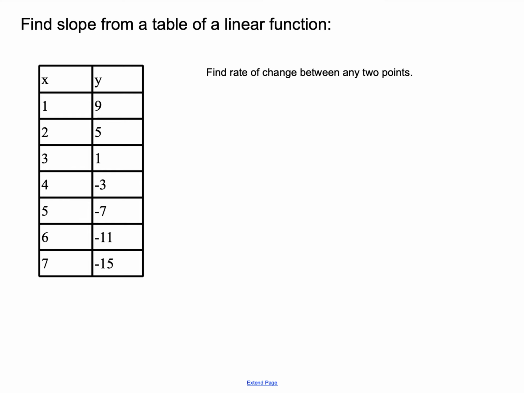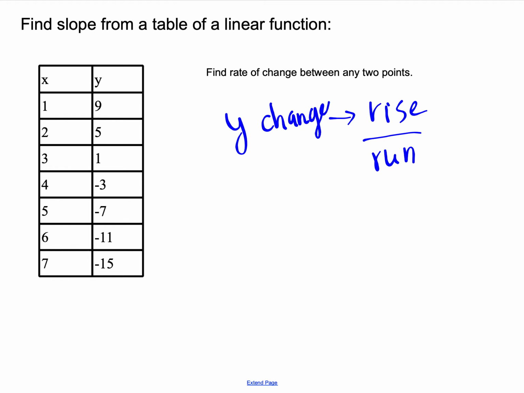Okay, find the slope from a table. We're going to find the rate of change between any 2 points. Actually, I want to focus on it as rise over run for today. Tomorrow we'll go over the points in more detail. The rise is how much y changes. And the run is how much x changes.